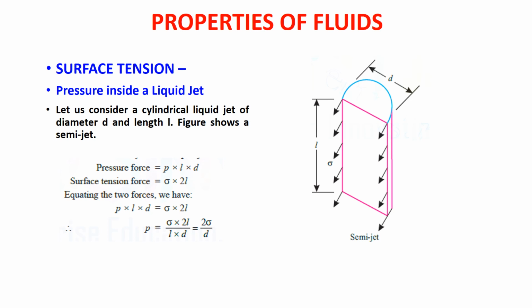So we have limited our lecture to only surface tension and the types of fluids. In the next lecture, we are going to see various other properties of fluids like capillarity, bulk modulus, compressibility, vapor pressure, etc. So we are limiting this lecture up to the surface tension property only.